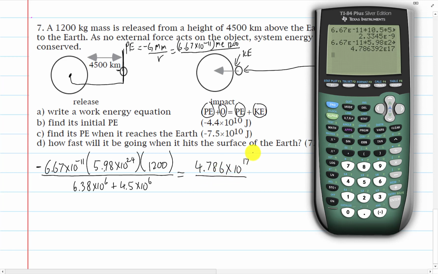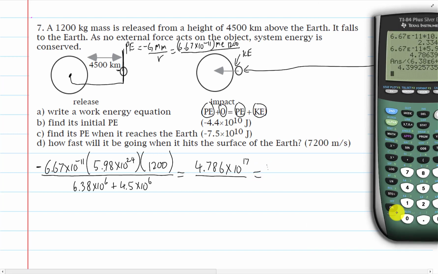And we have to divide it by bracket, because we're going to do the addition. 6.38 e to the 6th plus 4.5 e to the 6th. Close the bracket, and whatever the denominator was, it becomes, I'll put the negative in now, negative, and gosh, that's pretty close to 4.4, 4.3993 times 10 to the 10th joules. That's a lot of potential energy. Nice. And that's where it begins with. So that's PEI.